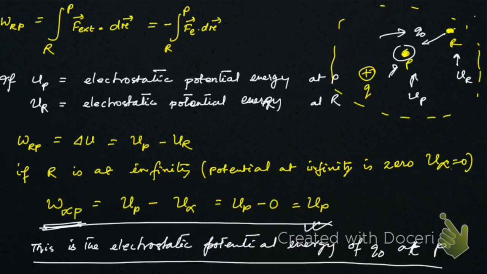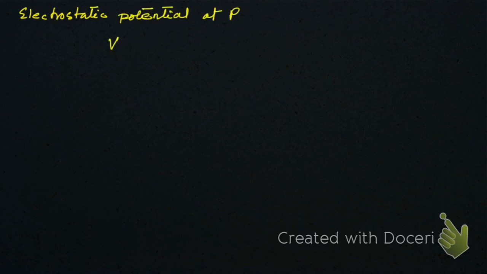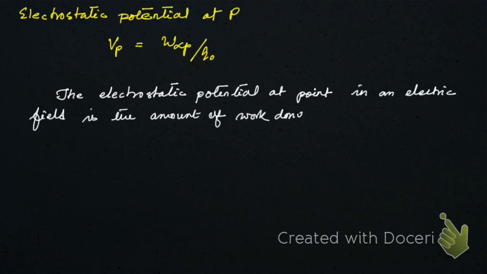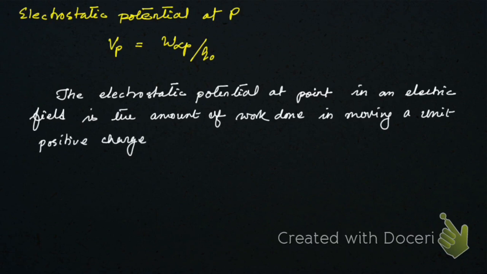Now what is the electrostatic potential at P? The electrostatic potential at the point P, that is V_P, will be given by the work done to bring the charge q naught from infinity to P divided by q naught. That means the electrostatic potential at a point in an electric field is the amount of work done in moving a unit positive charge from infinity to that point.